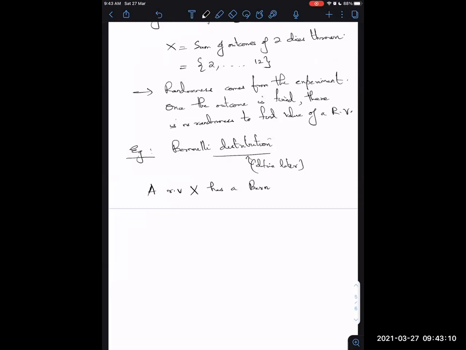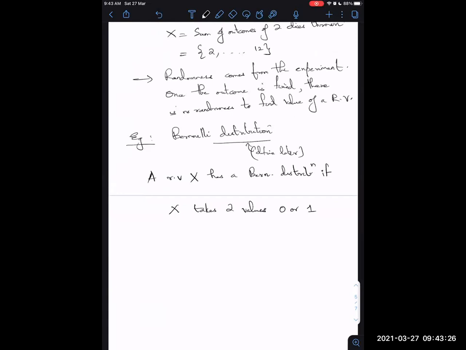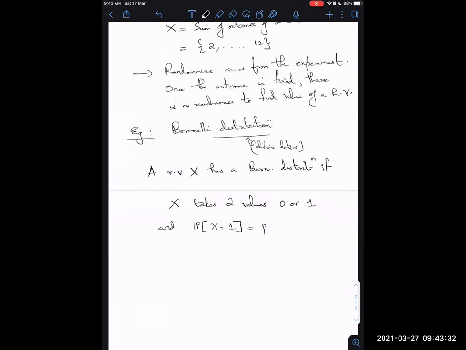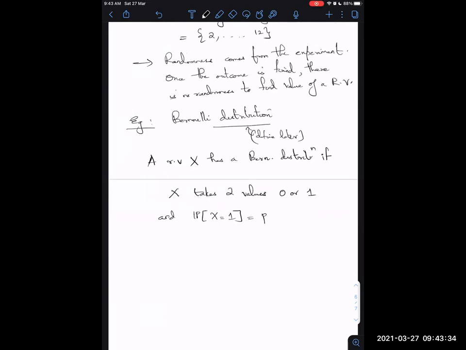So I'll use Bern to shorten distribution. If x takes two values, 0 or 1, and the probability that x equal to 1 is, say, p, some number between 0 and 1, and the probability that x equal to 0 is exactly 1 minus p.